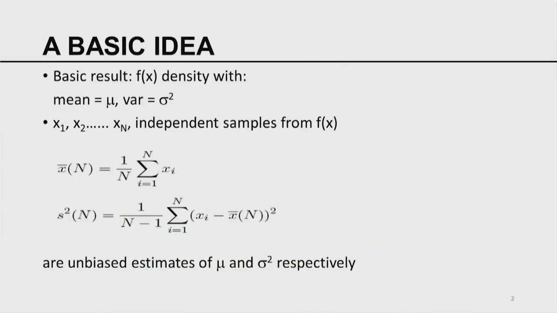So what is the basic idea? Let f(x) be the density of a random variable x. So x is a vector. Let x be a vector in R^n. f(x) is the probability density. Let the mean of the random variable be mu and the variance. Oh, we will simplify this. Let us assume we have only a real random variable to start with. Let us assume I have a real random variable x and f(x) be the density function for the real random variable with mean mu and variance sigma squared.